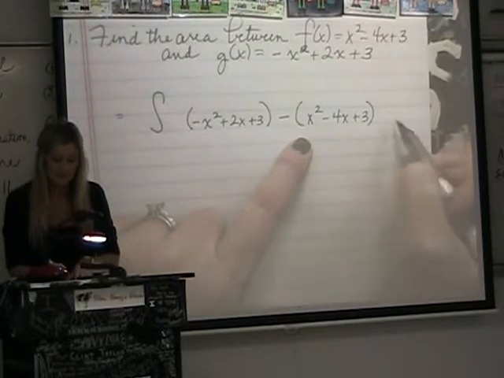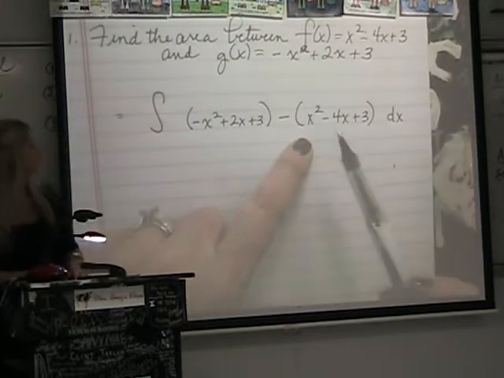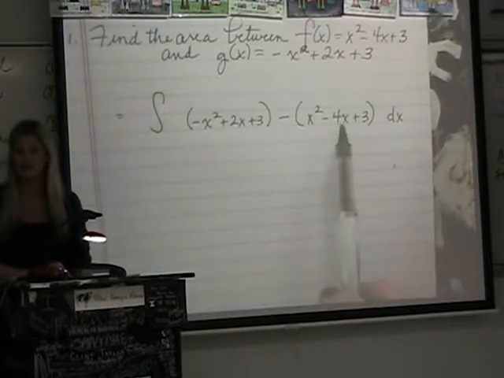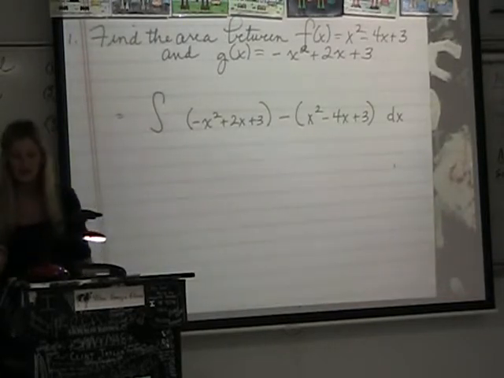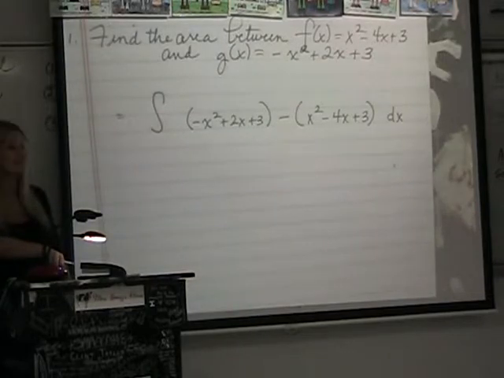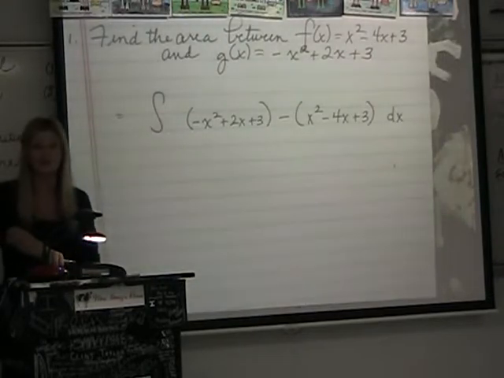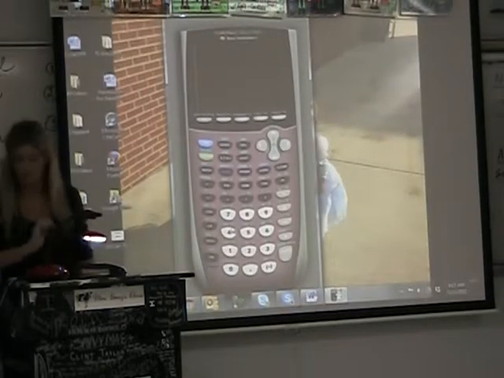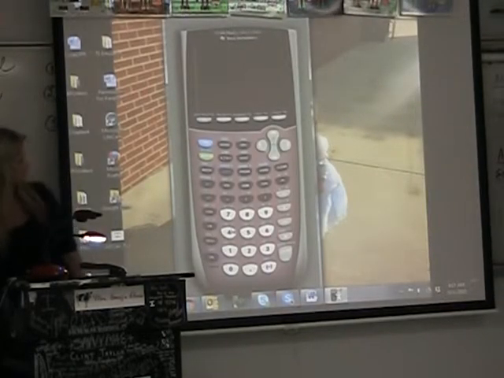Now the parentheses are really important because we're going to have to distribute that negative to the second parenthesis. Now let's go back to our calculators and let's find the intersection points so that we can list our bounds.